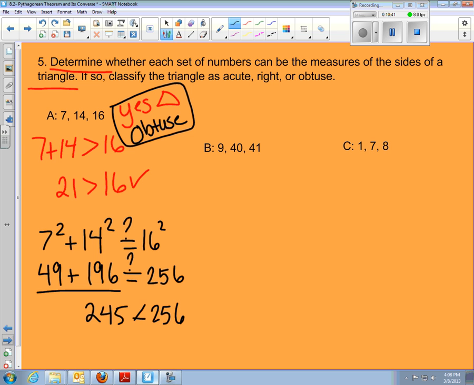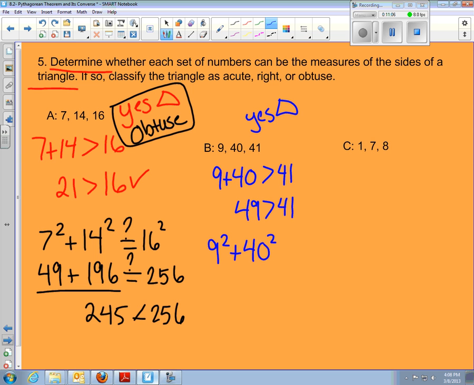Let's first just decide together, is it even a triangle? My two smaller sides are 9 and 40. We want to know, is it greater than 41? Well, yes, 49 is greater than 41. So yes, we know that this is a triangle. I'll get this next part set up with you, and then you're going to determine what type of triangle it is. Remember, take our legs, our small portions, square them, and see if they are as big as our hypotenuse squared. Then you have C all on your own.